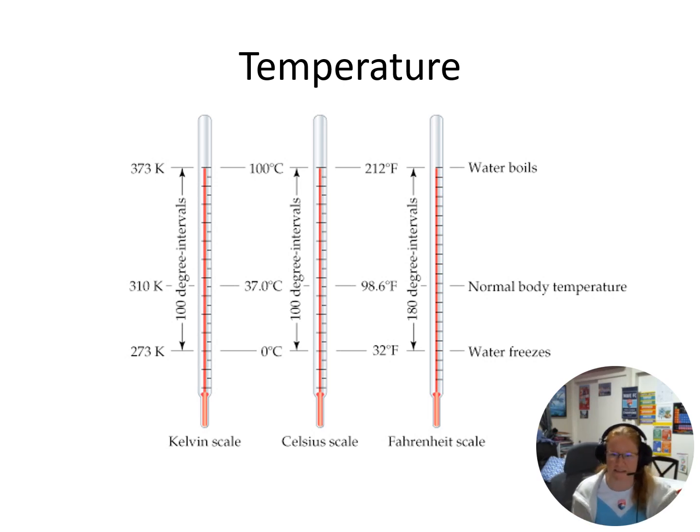Now on the Celsius scale, water freezes at 0 degrees. Very easy to remember. Water boils at 100 degrees. Kelvin, we have 273 and 373. So if I do 373 minus 273, I get 100. If I do 100 minus 0, I get 100. The size of the degree in Celsius and Kelvin is exactly the same.